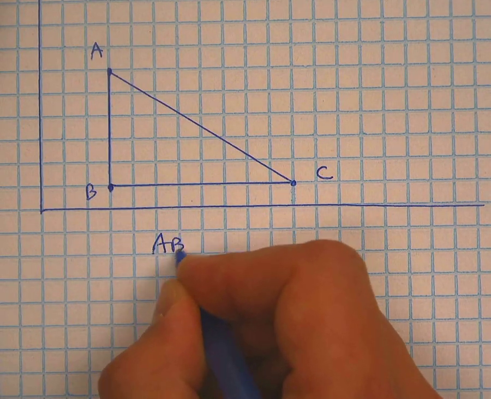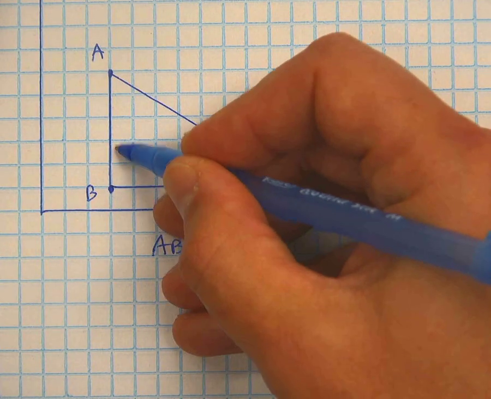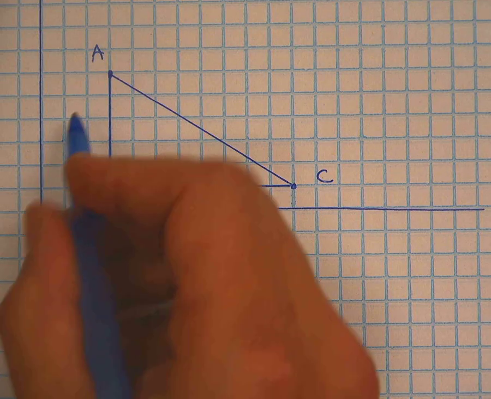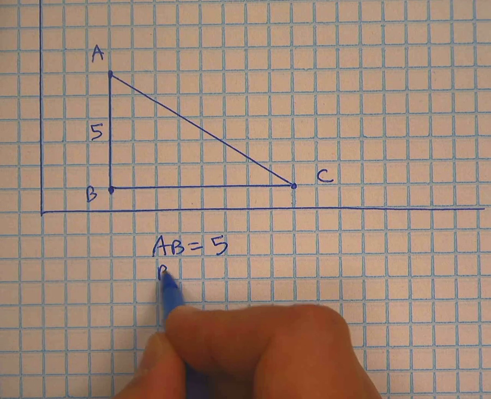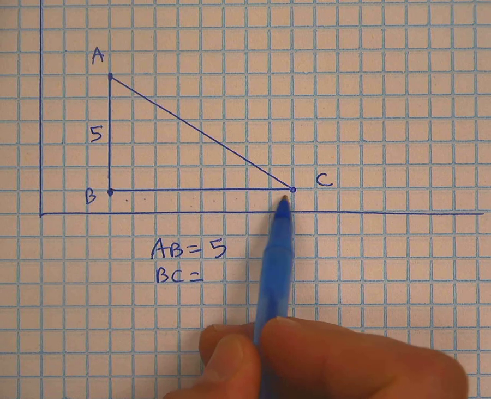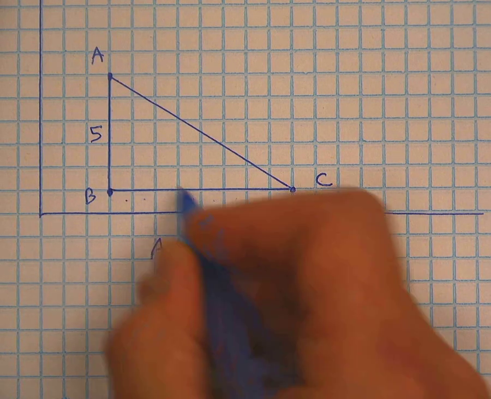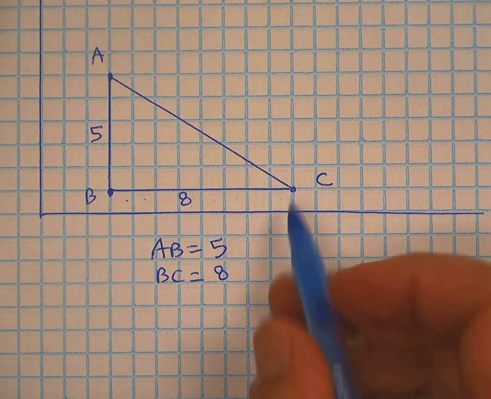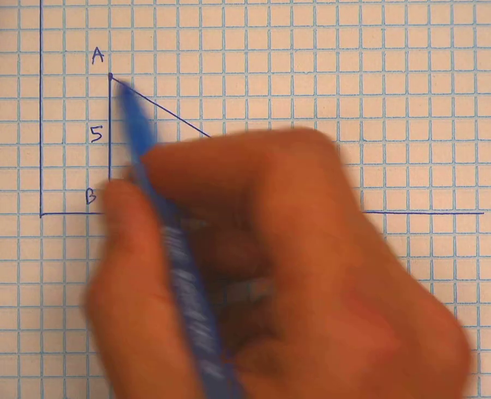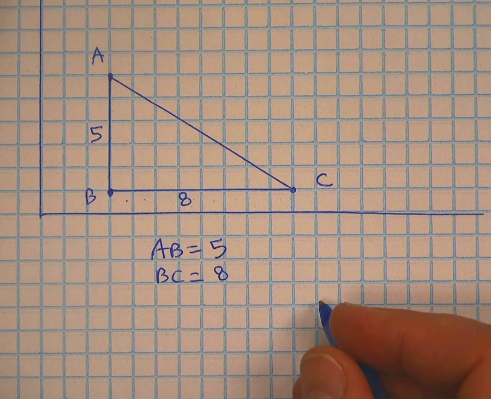If I look at AB, the length of AB is 1, 2, 3, 4, 5 units long. And the length of BC, I can count: 1, 2, 3, 4, 5, 6, 7, 8 units long. This is an 8. Now in order to figure out the distance between A and C, I'm going to use the Pythagorean theorem.